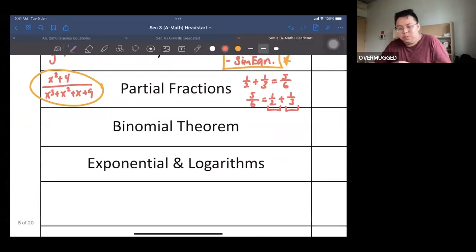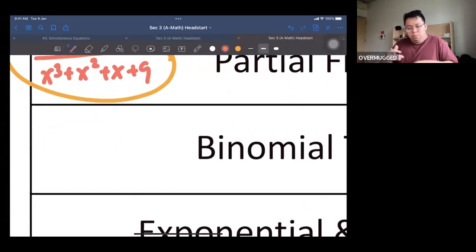Okay, 2 more chapters at the bottom. So binomial theorem, exponential, and logarithm. So these 2 are the ones with the English words a little bit more scary, things that you haven't seen before, but it's okay. They are not super difficult. So for binomial theorem, what is it? Okay, actually you have seen it before, but in a different context. So let me show it to you.